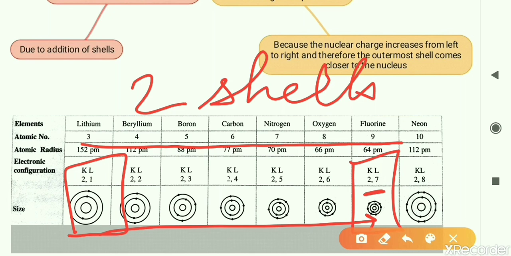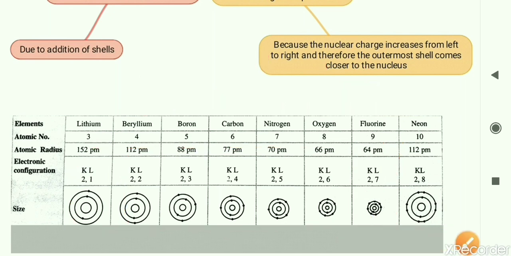So it is obvious that fluorine with 9 positive charge will more effectively hold the electrons compared to lithium containing 3 positive charge or 3 nuclear charge. Therefore, fluorine will have a smaller size compared to that of lithium. So, in the end, we may conclude that the atomic radius decreases as we go from left to right in a particular period.